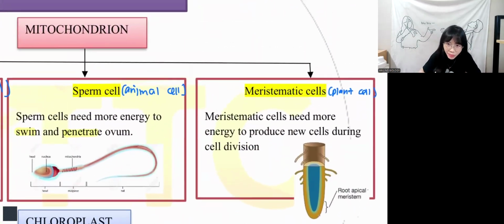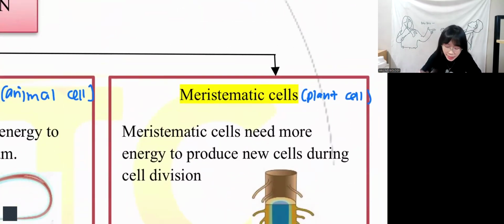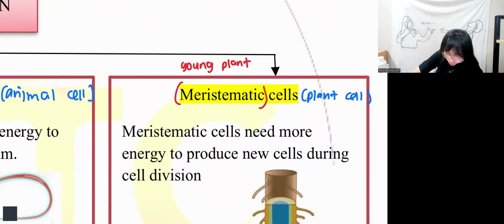Meristematic cell. Meristem means what? Meristem or meristematic is the same thing, yeah? Meristematic here refers to young plant cell. It has to be young. The ovum has to be in the female body, and the sperm swim to the ovum. Now, young plant cell here, every young thing has to grow taller.